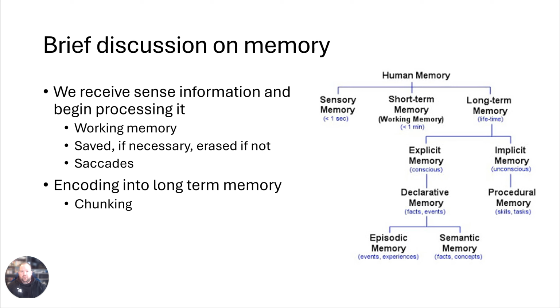This ends up in our working memory. It's saved if necessary, erased if not. Example here is saccades. So again, if you've taken sensation and perception or some of those courses, a saccade is when you are staring at one point on a wall and then move your vision to another point on the wall.